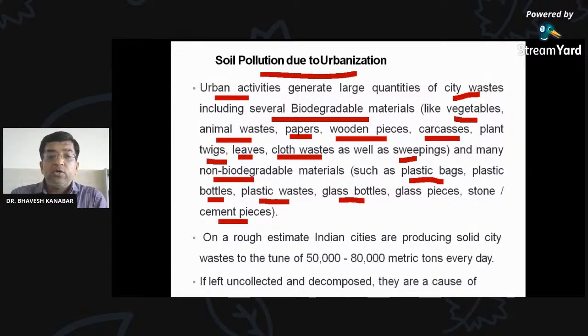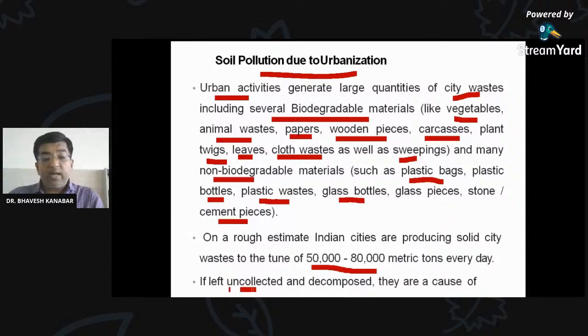Very good. So you basically understand the biodegradable and non-biodegradable waste arising out of urbanization and urban activity. On a rough estimate, Indian cities are producing solid city waste to the tune of 50,000 to 80,000 metric tons every day. In large cities like Rajkot, Ahmedabad, Surat or Mumbai, this may vary. In Mumbai and Ahmedabad, it will be more as compared to Rajkot and Jamnagar.